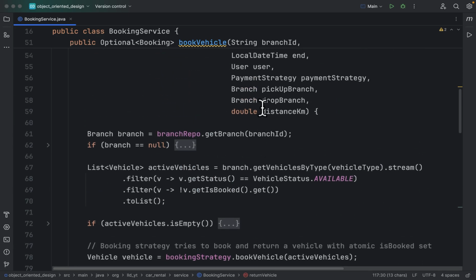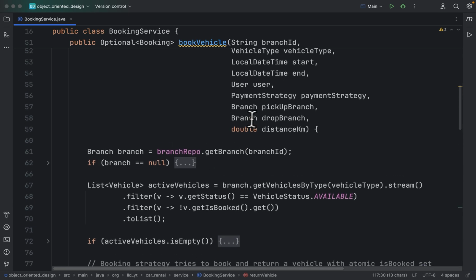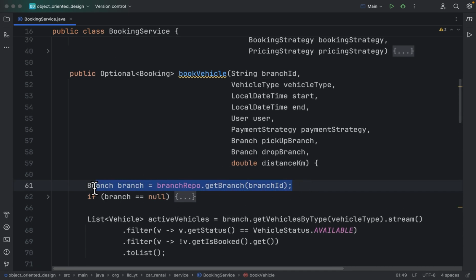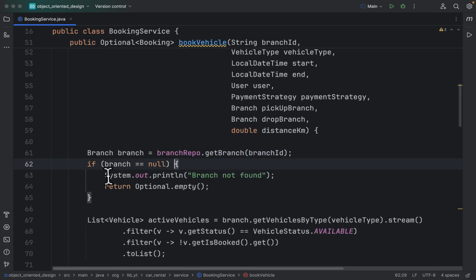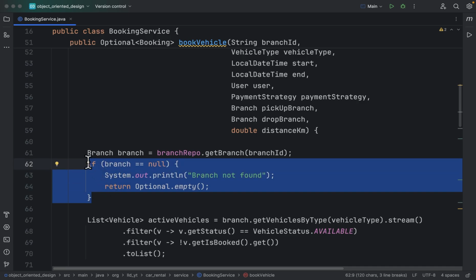So in the book vehicle, first I'll check whether that branch exists in the branch repo or not. If it does not, then I will say that branch not found. Now I know that this is not the good way to write the code. Instead, you can use your custom exceptions over here.